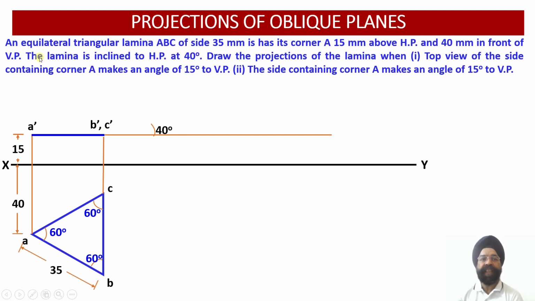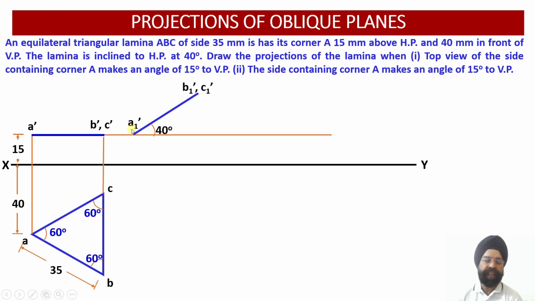Now the first inclination of this lamina is with respect to the horizontal plane, and this angle of inclination is provided to us as 40 degree. So this angle is 40 degree. Now the third view: the first view was the true shape, the second view is the edge view, and the third view is the rotation or translation of the edge view. Whatever edge view has been obtained, we'll measure this distance and transfer it at an angle of 40 degree with respect to the XY line or the horizontal plane. So this distance we measure, and it has been transferred over here.